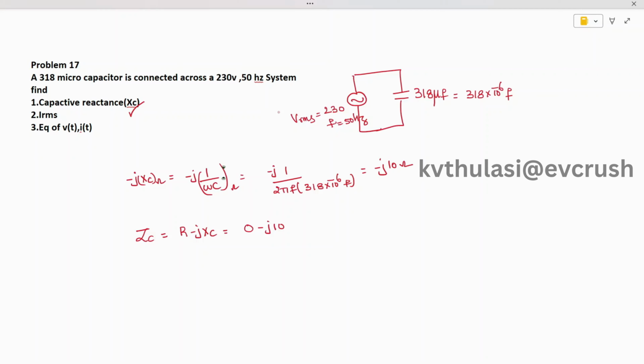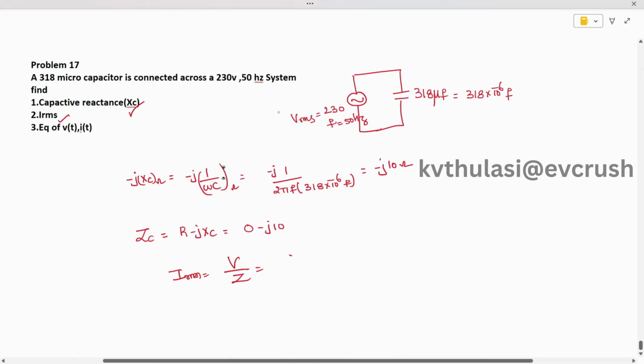But here it is asking us to find out the RMS current. How to find out IRMS? IRMS is equal to V by Z. The supply voltage given is 230 at an angle of 0, divided by the value of ZC. Here you can write it in polar form: 10 at an angle of minus 90. So this is in rectangular form, and now this is in polar form, 10 at an angle of minus 90.